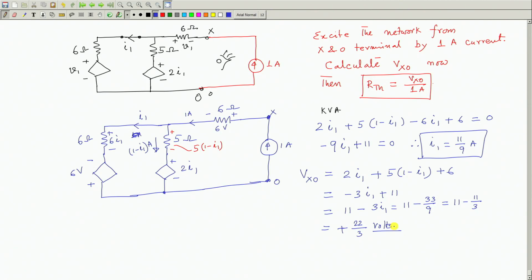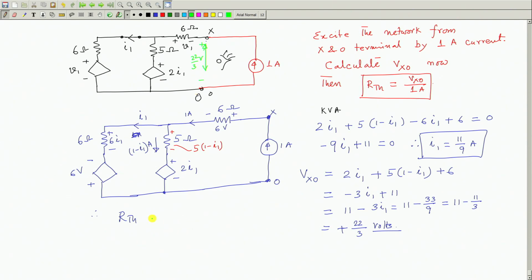See, once you have got this V x O, I will tell R Thevenin's, whoever is looking into it, this voltage now I have calculated. This voltage, x plus and this is minus, this voltage now I have solved. This voltage is 22 by 3 volt. So, I will say this network is drawing 1 ampere current when 22 by 3 volts is applied between x and O.